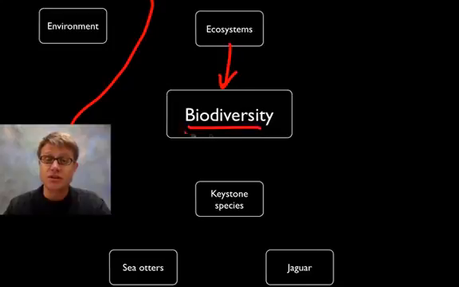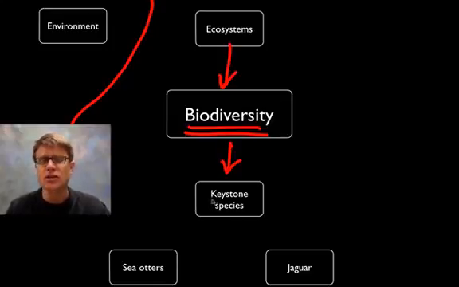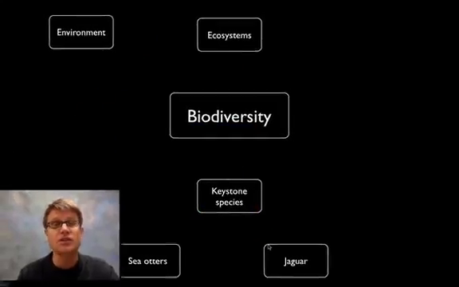And so biodiversity is a pretty big term. We could define it in a couple of different ways, but I'm mostly going to talk about ecosystem biodiversity and then concentrate on keystone species. And so a keystone species is essentially one species in an ecosystem that is disproportionately more important than other species. In other words, when you remove it, the ecosystem has a tendency to fall apart. I'll talk about sea otters and jaguars, examples of keystone species.